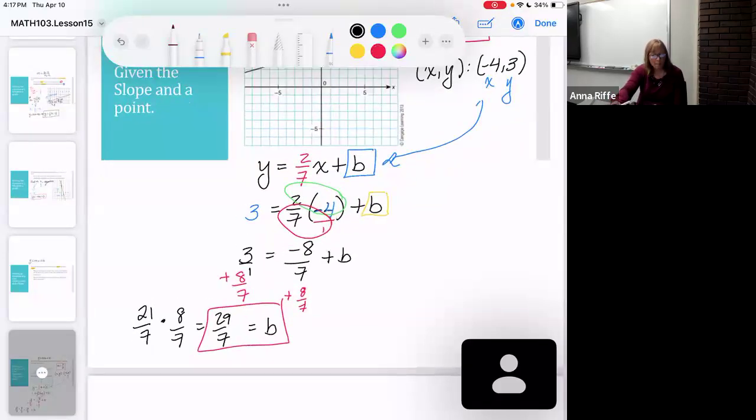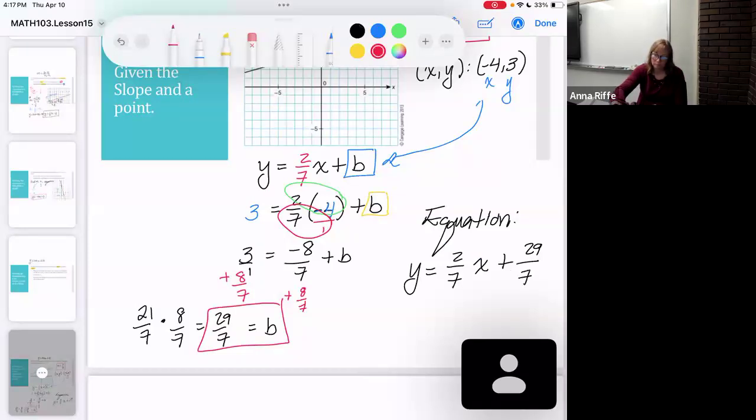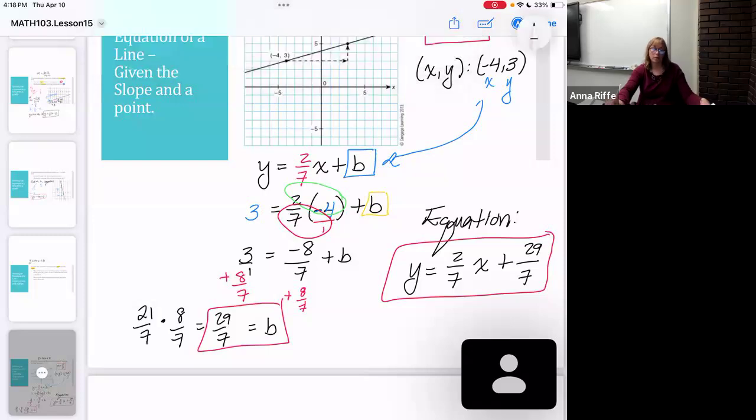So I have my m and I have my b. That's enough for me to be able to write my equation. y is equal to m, 2/7 x plus b, which is 29/7. So a little bit more work, a little bit more algebra, but using that slope-intercept form of the equation of a line, we can still do it.